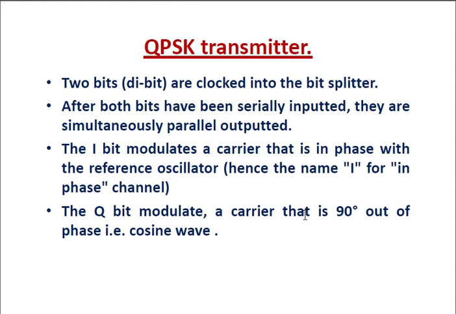So in the QPSK transmitter, see here, the 2 bits, called dibits, are clocked into the bit splitter. After both bits have been serially input, they are simultaneously output in parallel. Then the I bit modulates the carrier in phase with the reference oscillator, hence the name I for in phase. I represents the in phase channel, and the Q bit modulates a carrier which is 90 degrees out of phase with the I channel, meaning there is a sine wave as well as a cosine wave.